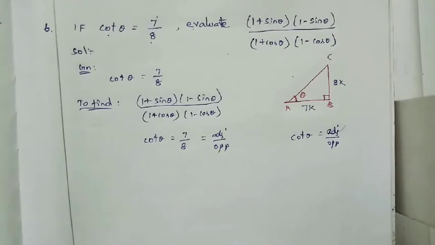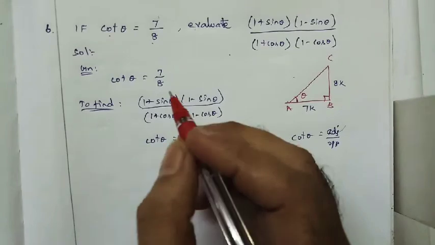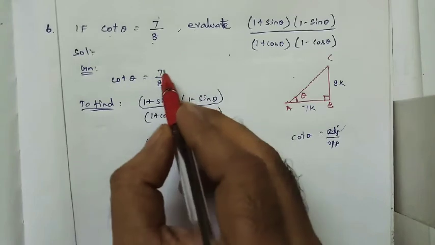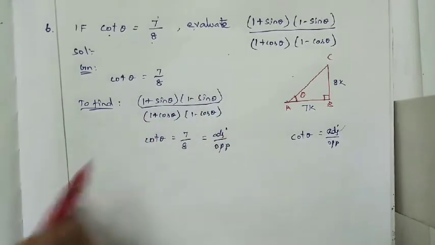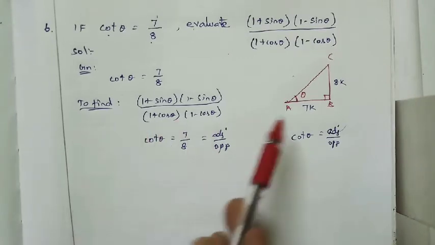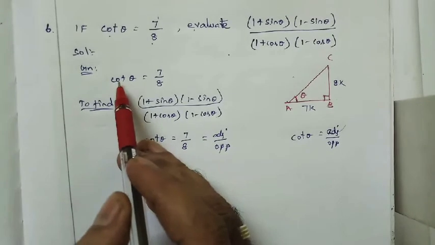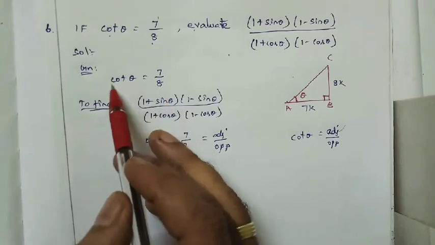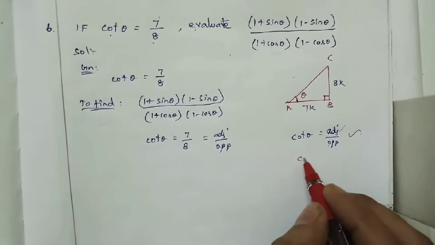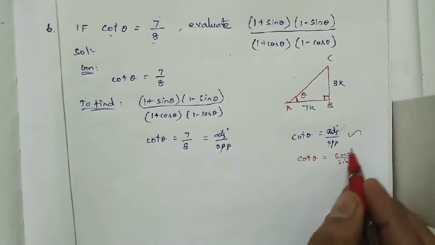And moreover, why I am teaching this one is, already we know that cot theta in terms of sin and cos is cos theta divided by sin theta. So we can't take cos theta equal to 7 and sin theta equal to 8, right? That will be wrong. So always we want to go with the sides alone, not with the trigonometric ratios. While we are equating cot theta equal to 7 by 8, the formula for cot theta is adjacent by opposite. That formula alone we want to use. Don't use the cos theta divided by sin theta formula, right?